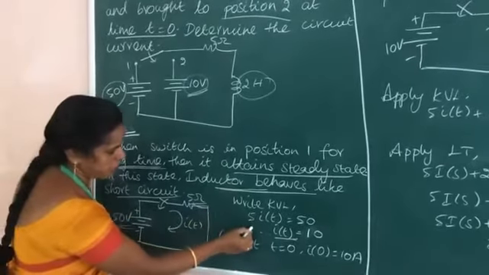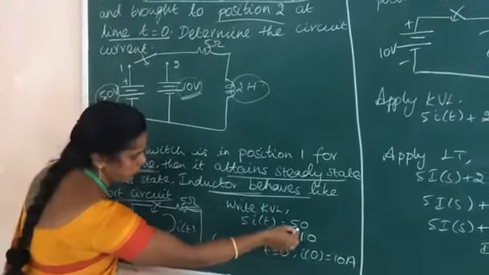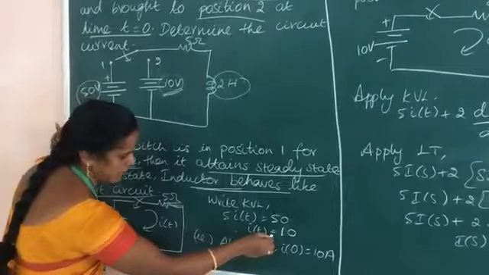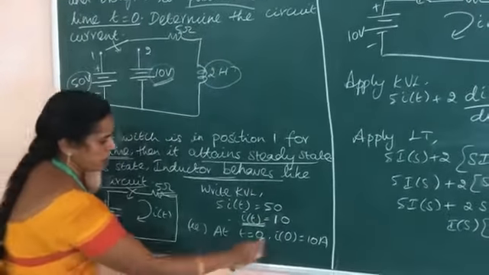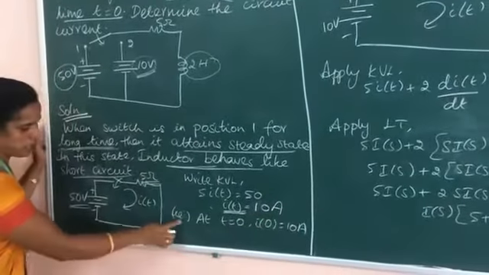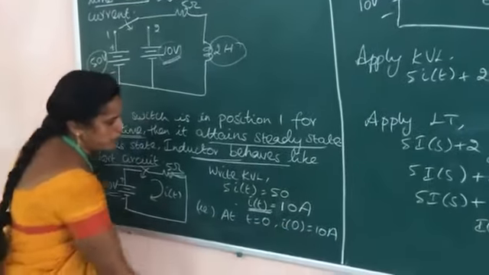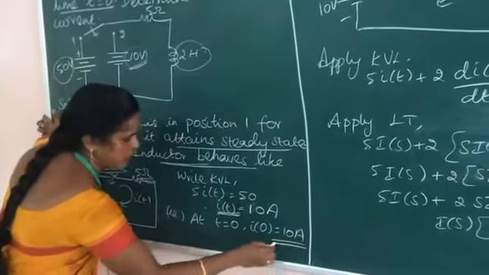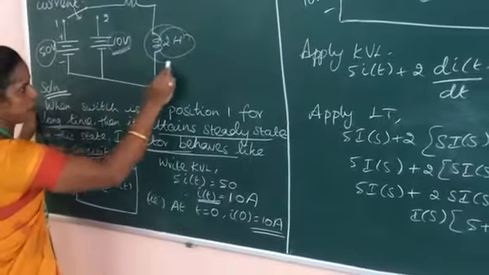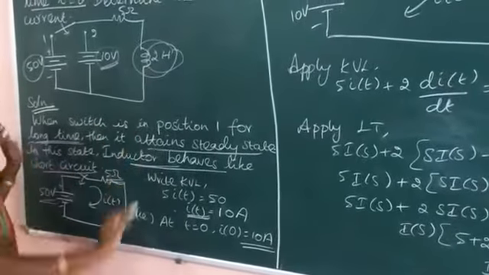So you can write the KVL for this case. 5 into I of t is equal to 50. If you simplify this, you are going to get the transient current as 10 ampere. So next, if you substitute t is equal to 0, I of 0 is equal to 10 ampere. So this is the initial current which is going to flow through this inductor for the second position.